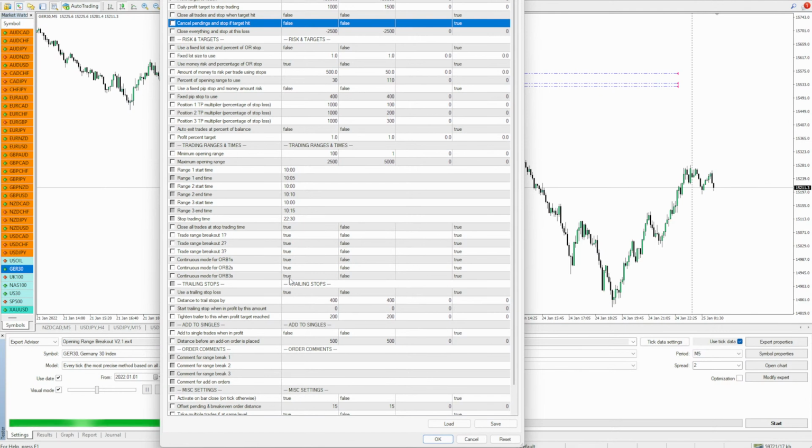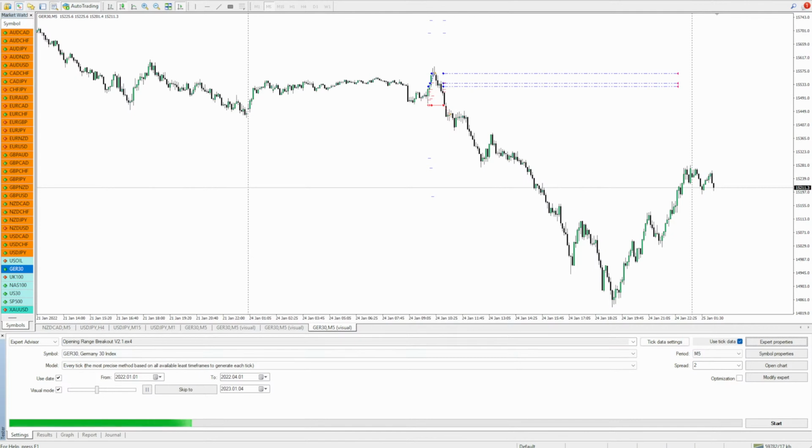I've no idea what's going to happen moving forward. I've no idea if Russia's going to launch a nuclear weapon and the markets are going to go flat for the next 6 months. If that's the case, this probably won't work. So backtesting is only giving you optimal parameters for what's happened in the past. What happens in the future, I don't know.